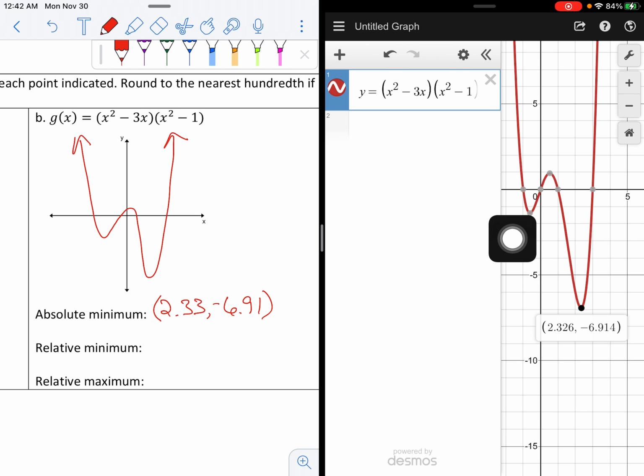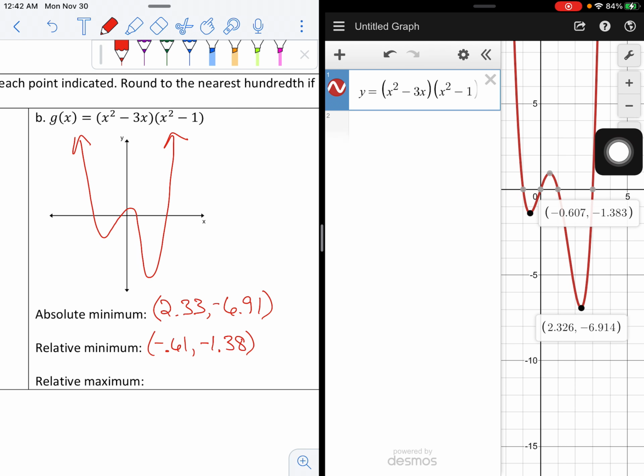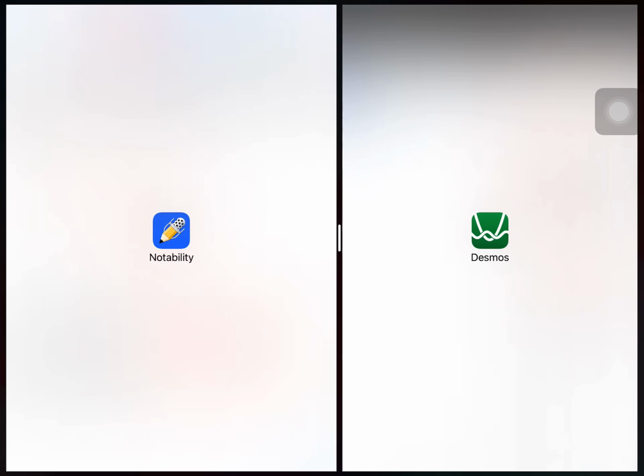Now, there is another point right here. This is called a relative minimum. It is a minimum point, but because it's not the absolute lowest, it's called a relative minimum. So that relative minimum is negative 0.61, negative 1.38. And then we have a relative maximum, which would be this high point right here. Let's go ahead and select that one. So 0.53 and 0.94. All right. So that takes care of part A and part B using Desmos.